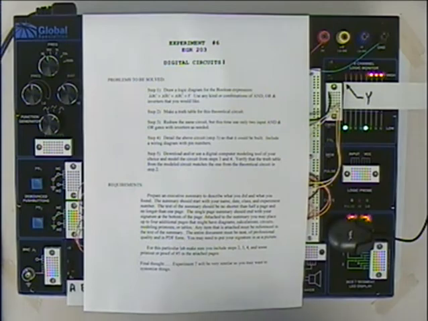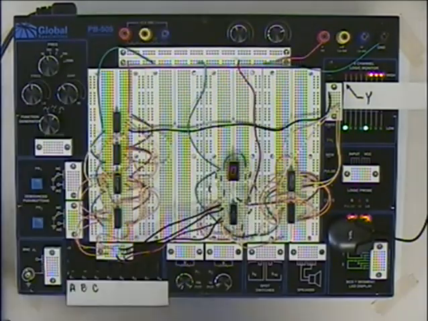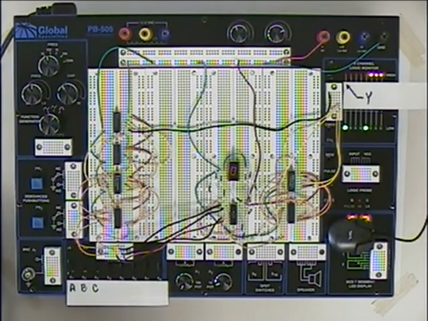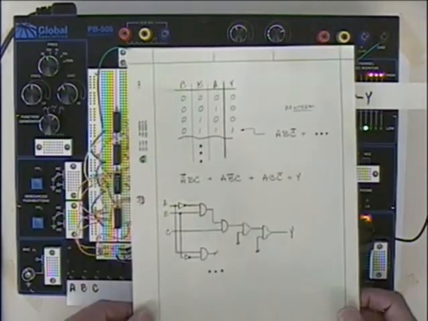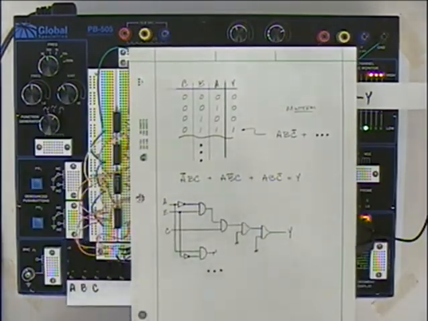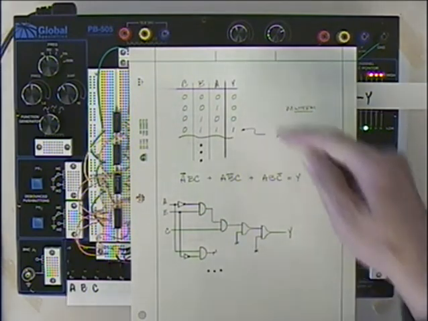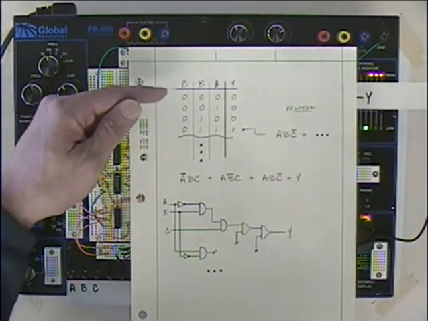It gives you a min-term expression in step number 1, and wants you to draw the logic diagram for that, and then make a truth table. You can use 3 input gates, 2 input gates, however you want to do it. That truth table will then look a little bit like this. Make sure I'm still in frame here. I didn't want to spoil the surprise, so I just started.